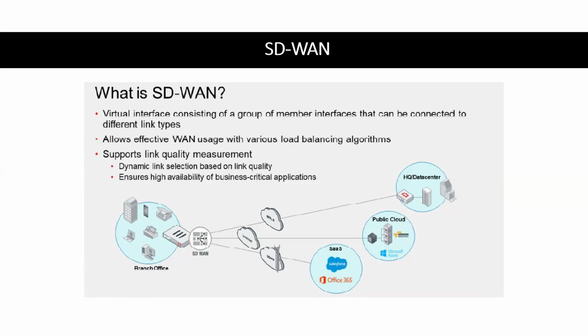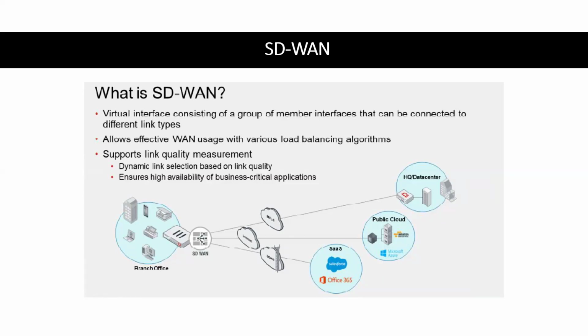Using SD-WAN simplifies configuration because the administrator can configure a single set of routes and firewall policies to apply to all member interfaces. There can be only one SD-WAN interface per VDOM, or virtual domain. And we'll talk about virtual domains in the next section.